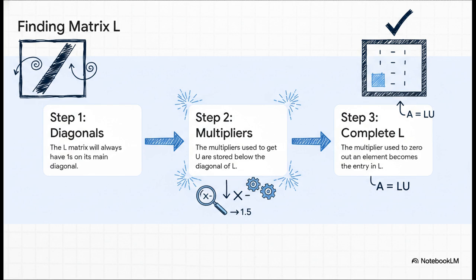Here's how it works. The L matrix always has ones on its main diagonal. That's a rule. And the other numbers, they're simply the multipliers we just calculated. Remember that 1.5 we used to get the 0? We just take that number and we plug it into the exact same spot in the L matrix. Second row, first column. So our L matrix is 1, 0, 1.5, 1. And just like that, we're done. We've successfully broken down A into L and U.